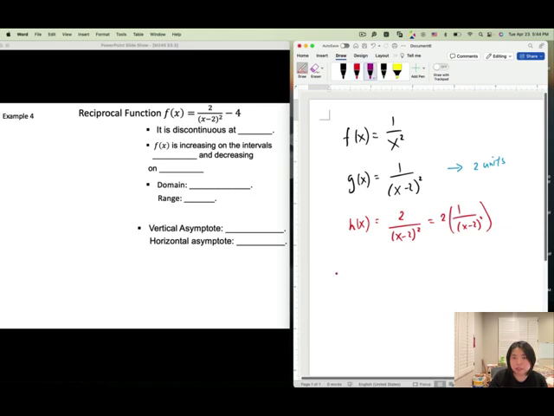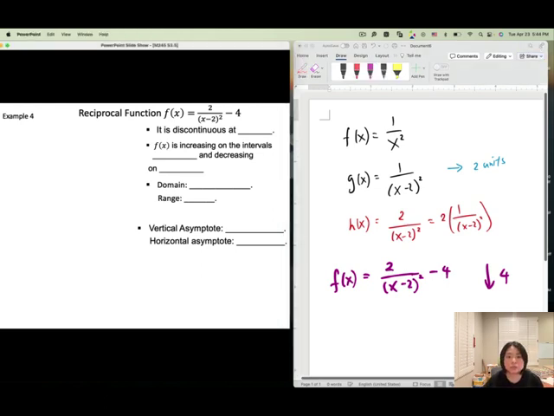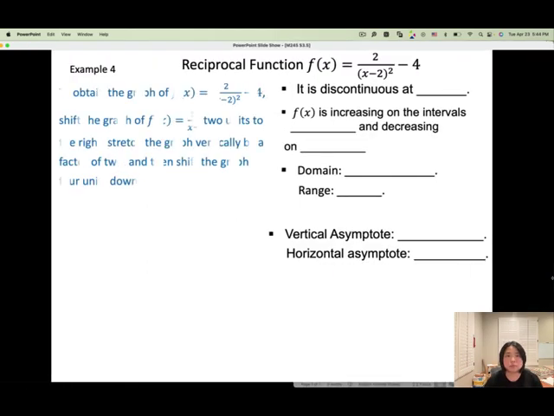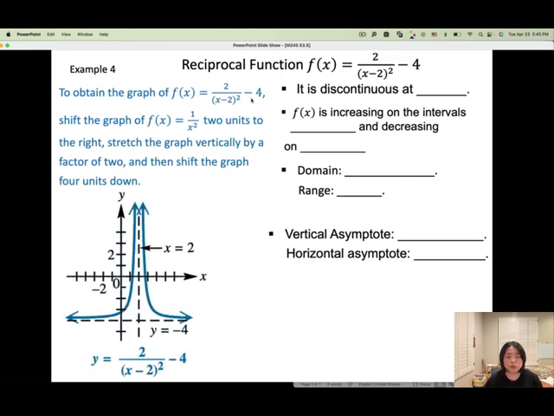And then at the end, you have this function x minus 2 squared, and then you're going to minus 4. So that means you're going to go down 4 units. Okay, so look at our example here. We're gonna shift the graph 2 units to the right, because of x minus 2. And then stretch the graph vertically by a factor of 2. And then shift the graph 4 units down because we subtract 4 here. So you should have the graph like this.